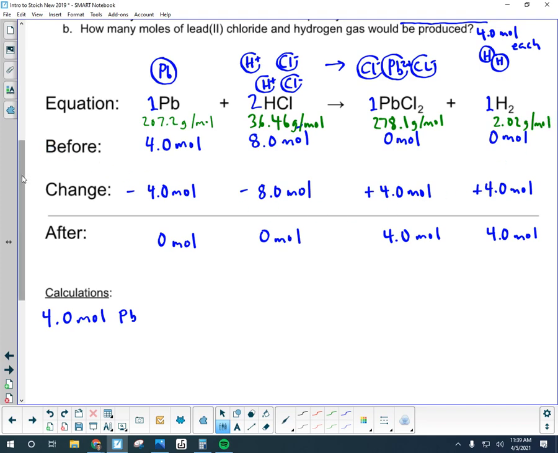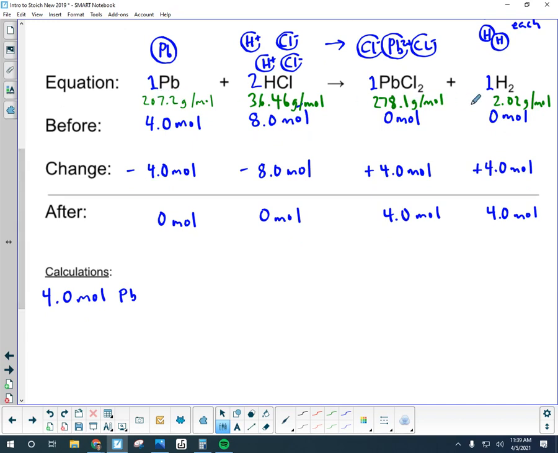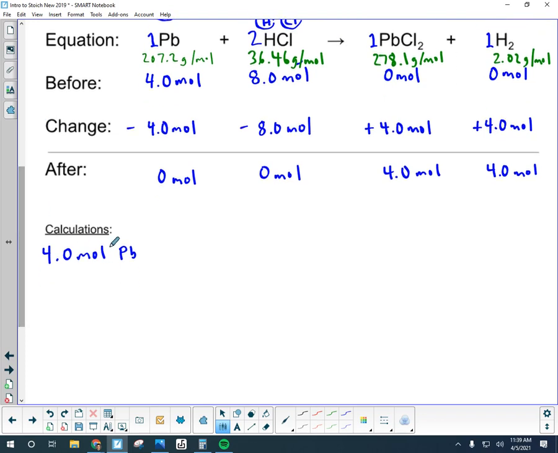And that's one thing that when you do these problems, either it'll be given or that'll be a first step, to figure out the molar mass of each substance involved in the reaction. So I'm going to take 4 moles of lead and use the molar mass as a conversion factor. So I want to multiply in such a way that moles will cancel.